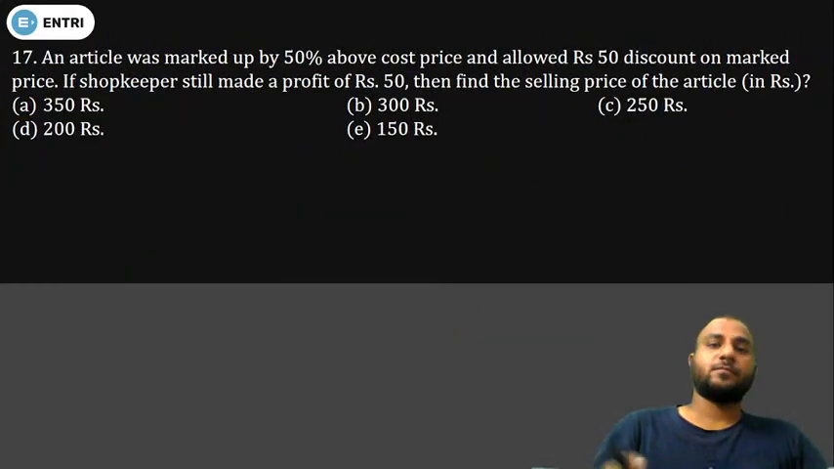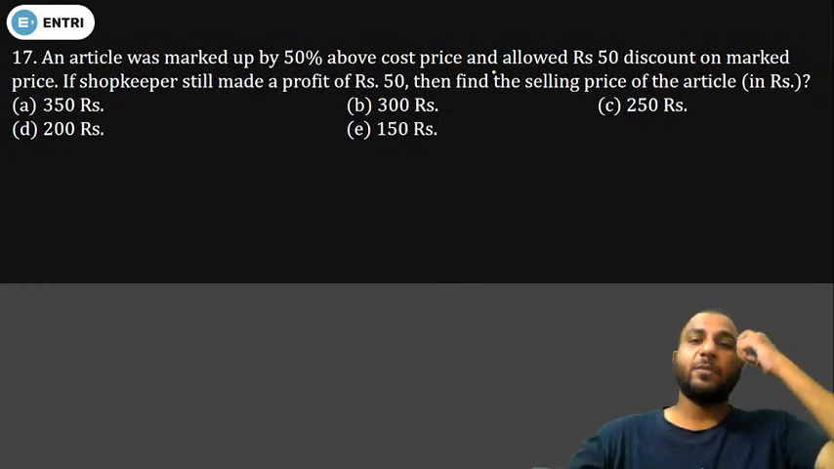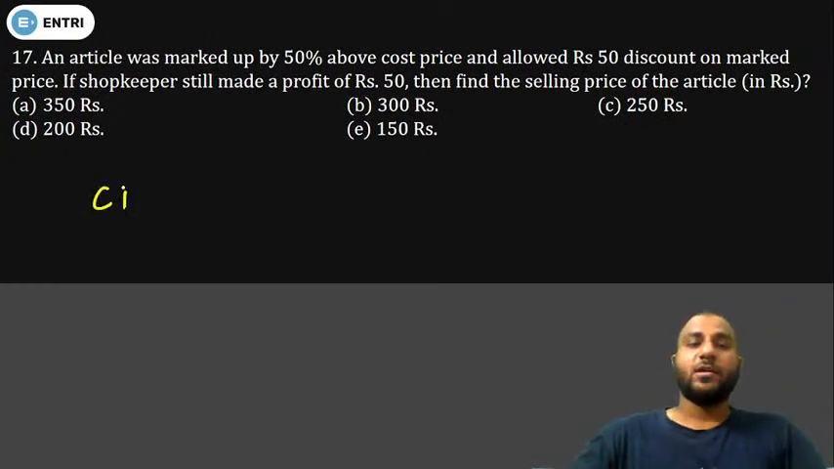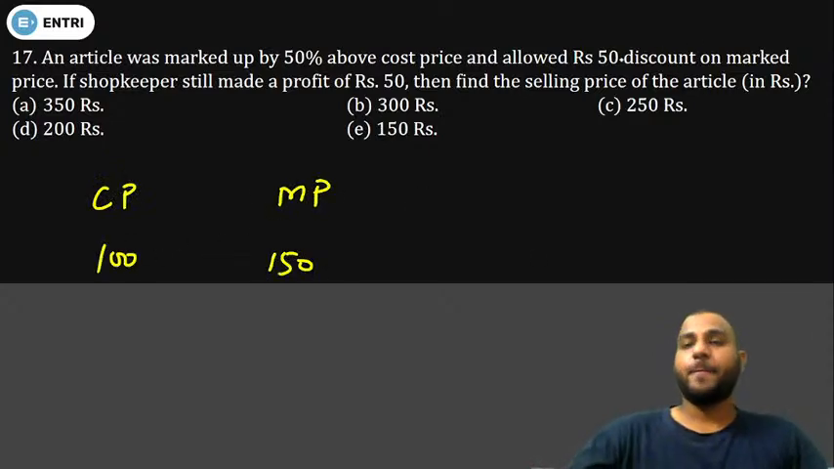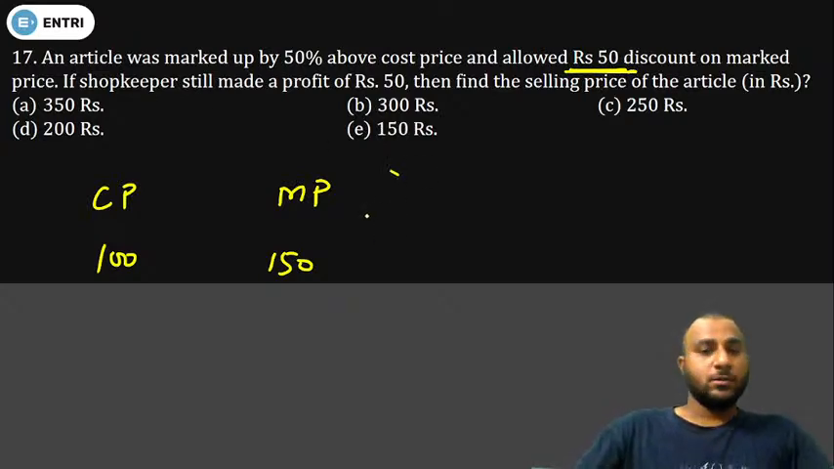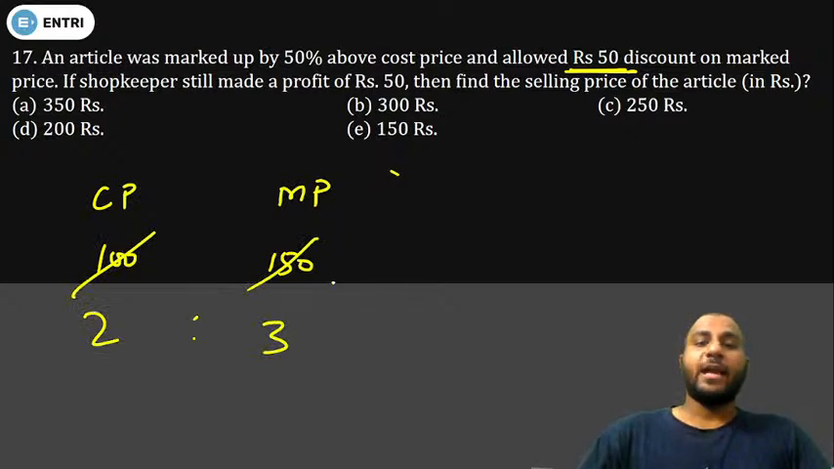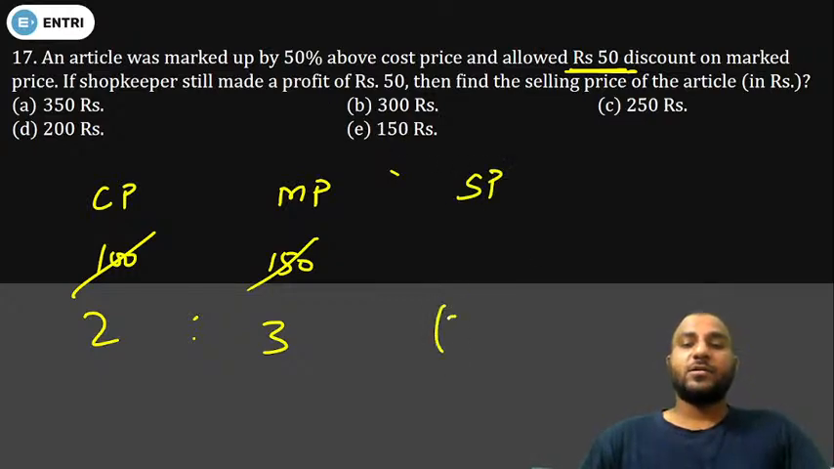Here an article was marked up 50% above the cost price, which means the ratio of cost price and marked price is 100 and 150. And allowed 50 rupees discount on marked price. So the ratio would be 2:3, and 50 rupees discount will be deducted from the marked price. So selling price will become 3x minus 50, taking cost price 2x and marked price 3x.